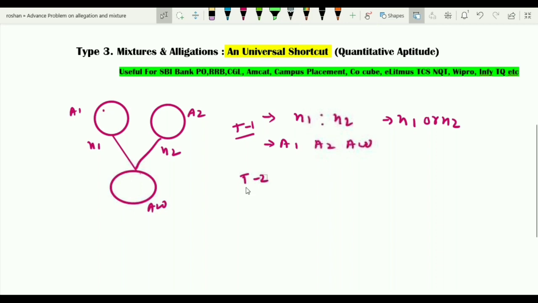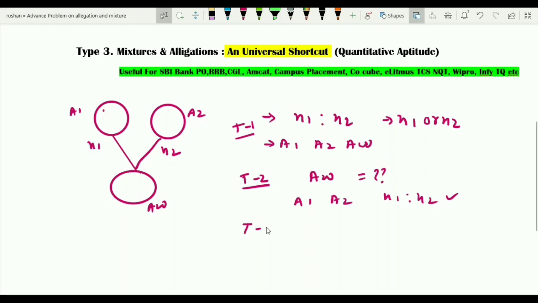Then in video 2 we discussed the type 2 problem. In type 2, we were finding aw. This is what we have to find in the entire question. For this question, a1 and a2 were given. Along with that, n1 is to n2 or n1, n2 are also given. So this was my type 2.